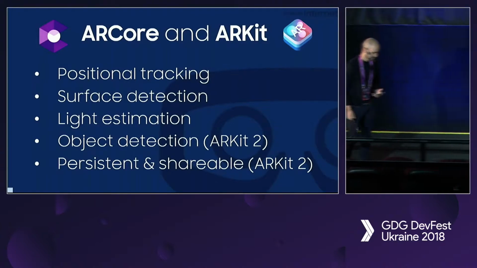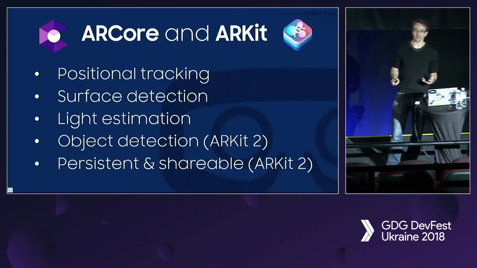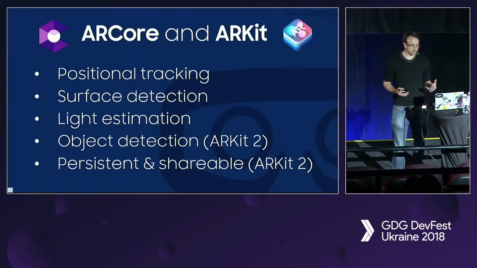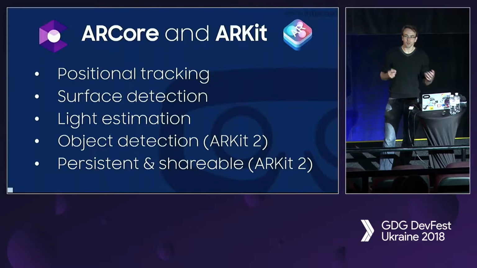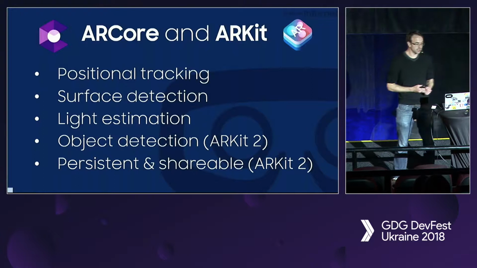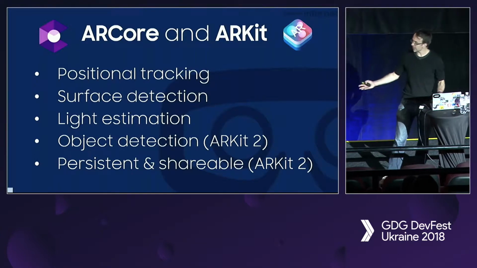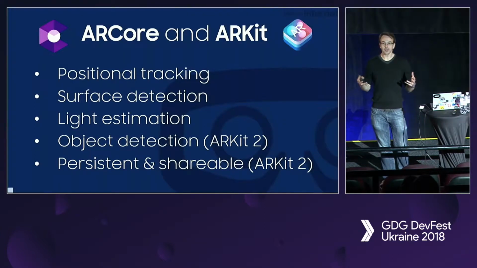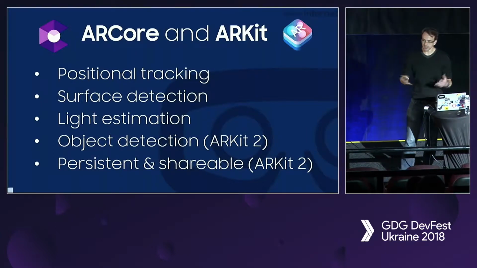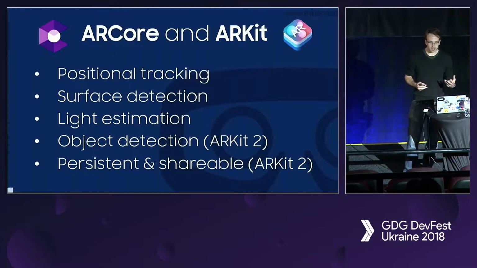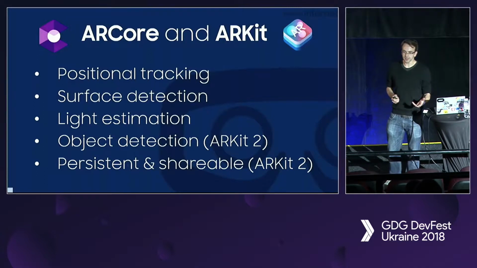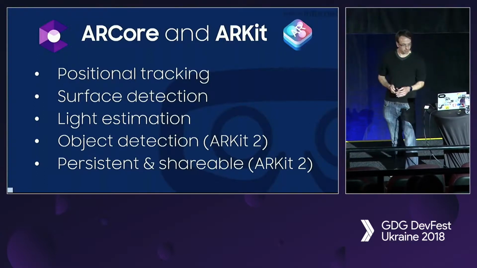Yeah, so let's have a quick look at the things that ARCore and ARKit can give us. With our regular mobile devices, these let us have the ability to track positions of things in 3D space just through our camera, detect surfaces like tables and walls, estimate the light in the scene, which is useful for rendering our own 3D objects in that space so it looks like they fit in better. And with ARKit 2, things like object detection and having persistent and shareable experiences with other people.